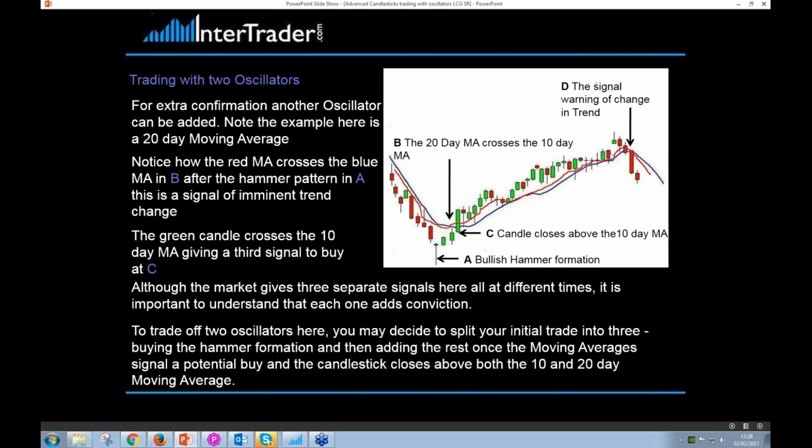So again, it's understanding the bigger picture rather than individual candlesticks. It's the gaps, it's the patterns as a whole, rather than just one bullish hammer is going to make the entire market go up. It's not. That has to be confirmed with other things.